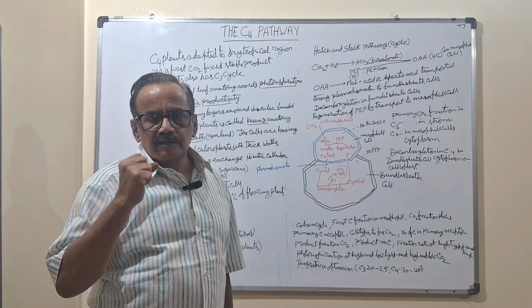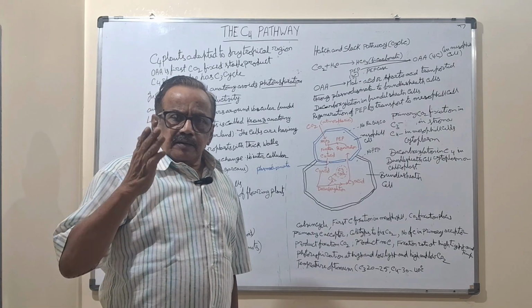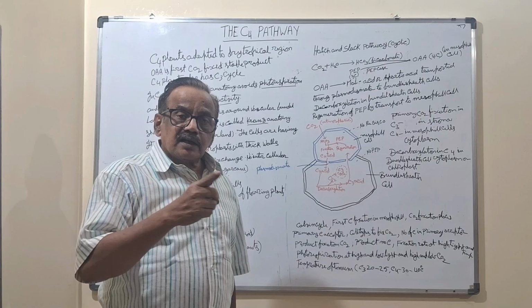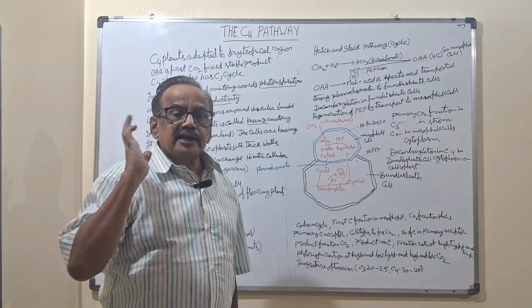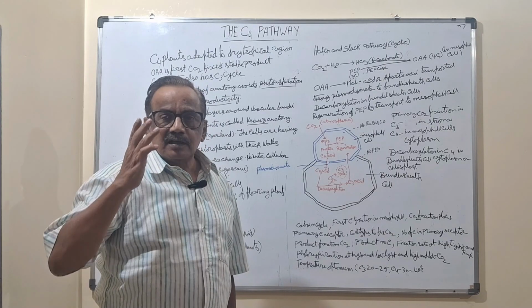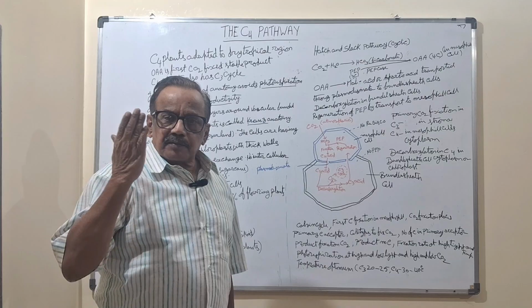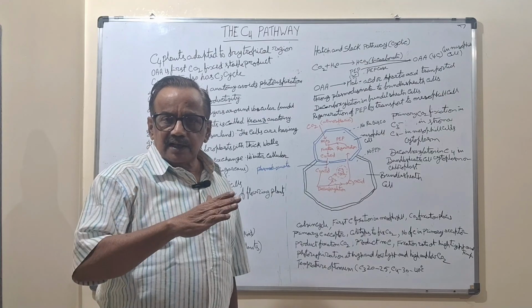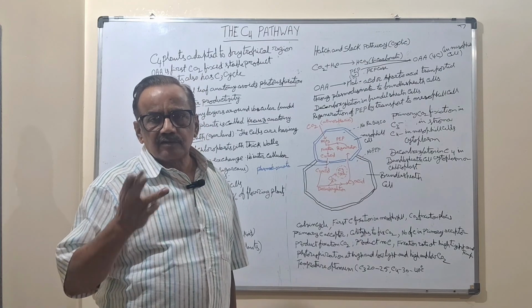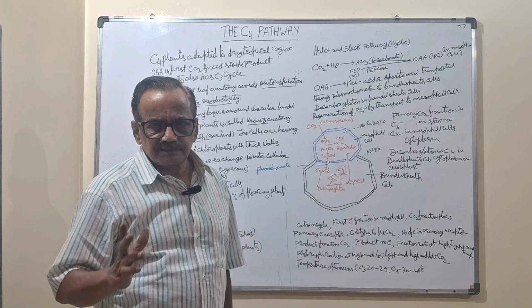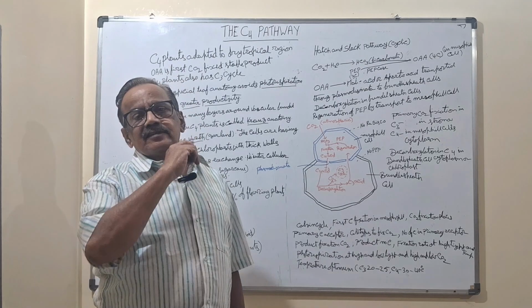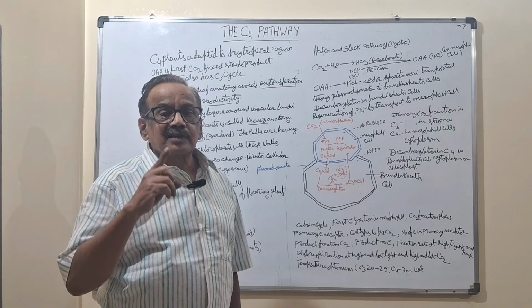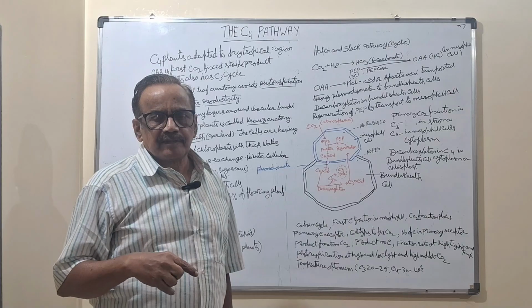Why? Because already you know the Calvin cycle, how many ATP is it taking? 18 ATP only. The ATP will be 18 and NADPH will be 12. That you already know. Here it will take 12 extra, then 30 ATP will be taken.